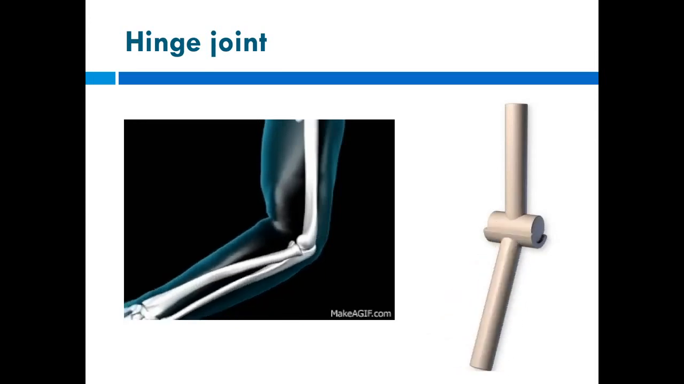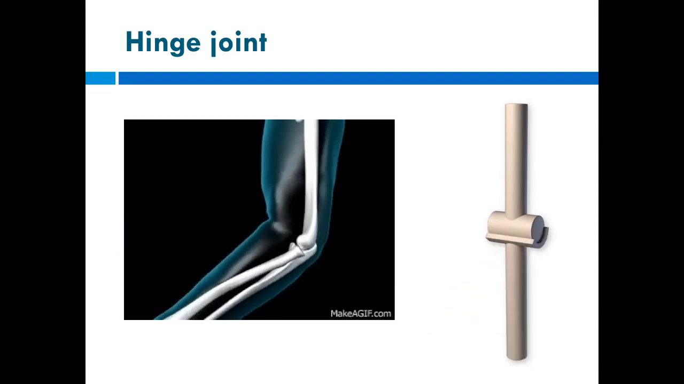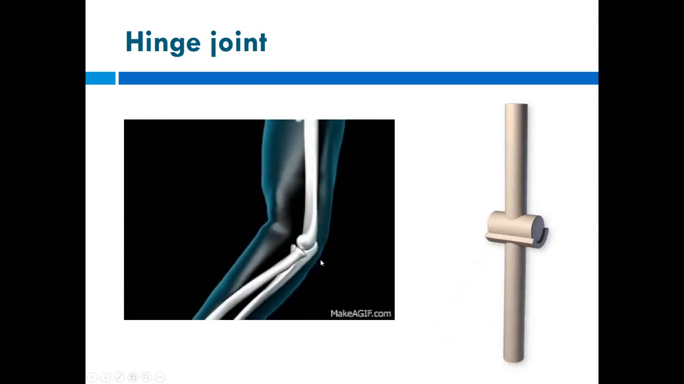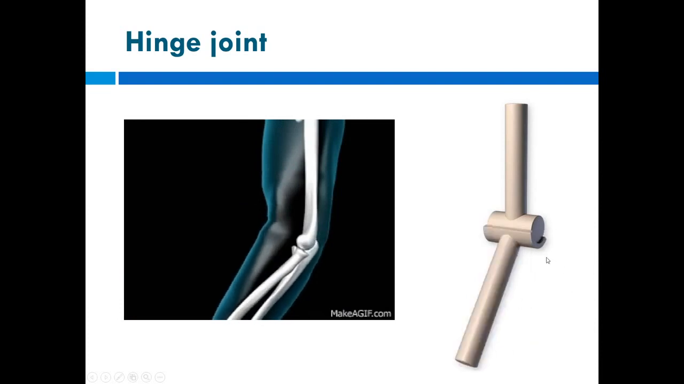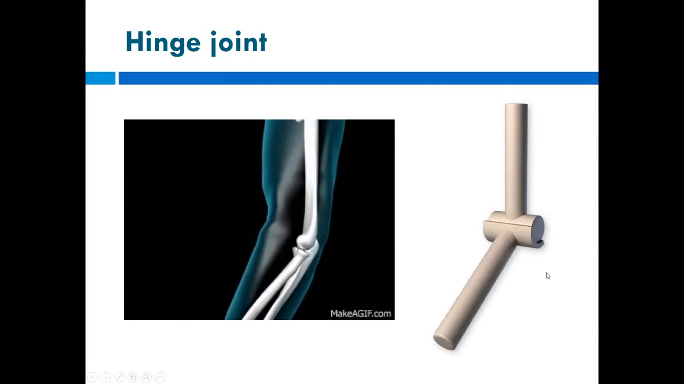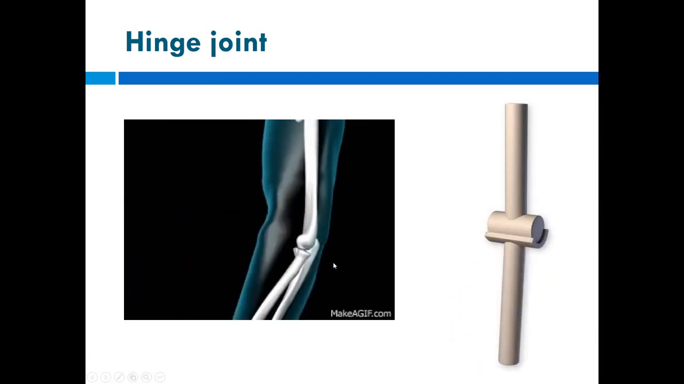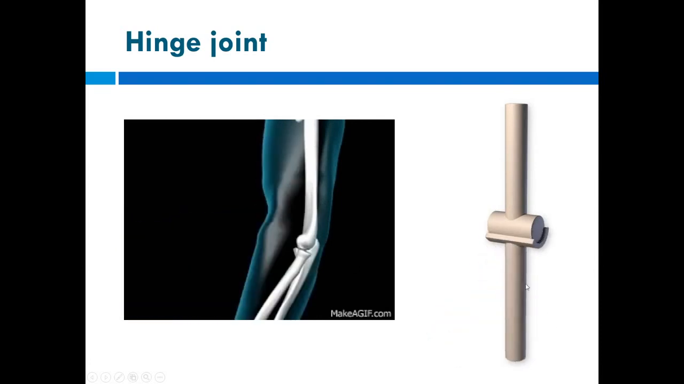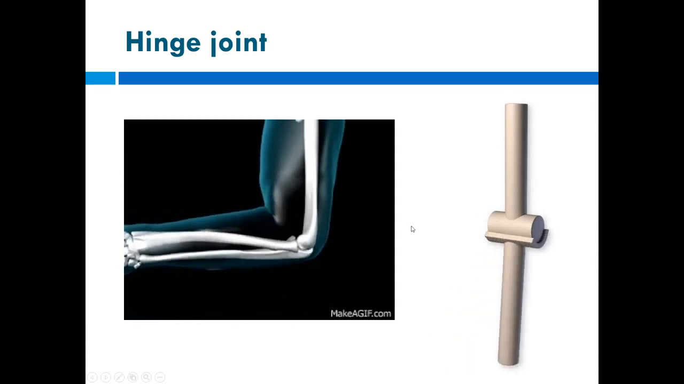In this picture we can see the example of a hinge joint. Over here we can see this is the elbow joint. It is moving like the hinge of a door. From this animation we can understand how the hinge joint is working. If you notice, the distal part of the bone is moving basically. The proximal bone is fixed. At the same time, it is moving in one direction, that is the transverse axis.